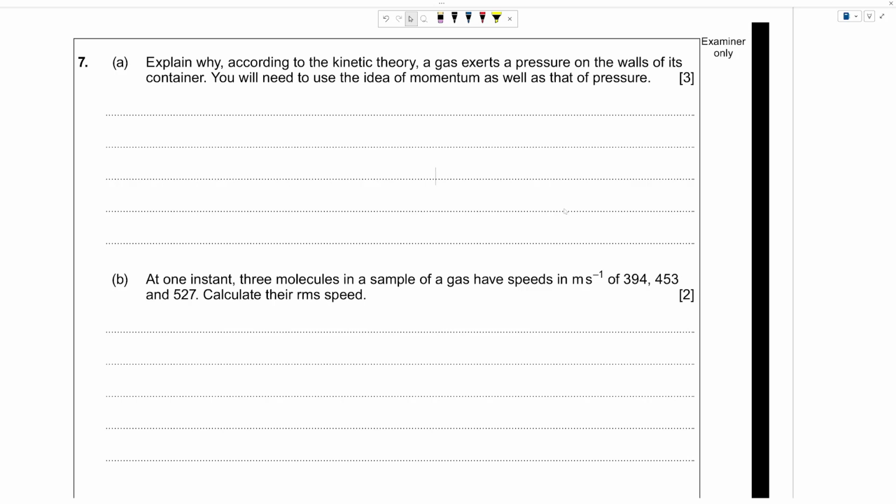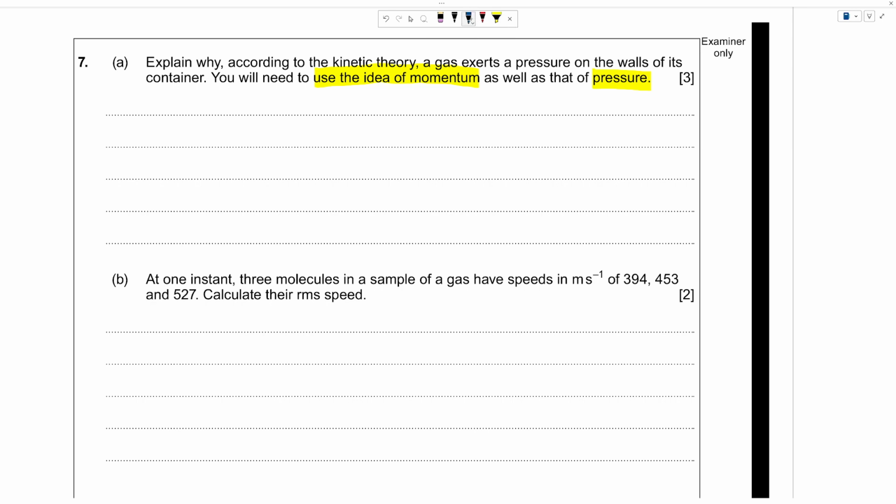All right, this is question 7. Explain why, according to kinetic theory, a gas exerts a pressure on the walls of its container. You will need to use the idea of momentum as well as that of pressure. So yeah, they've very kindly given us some hints here.